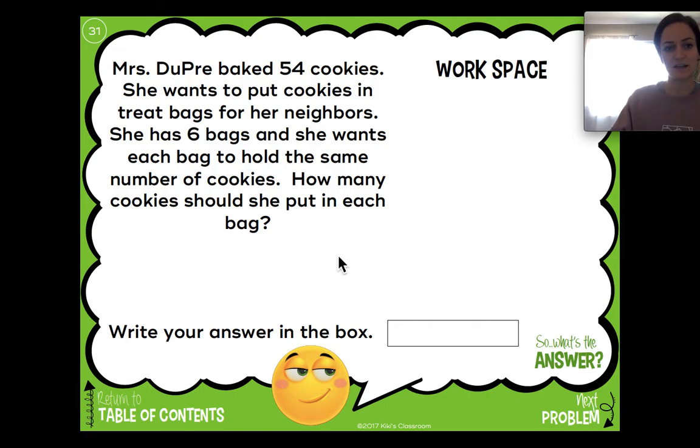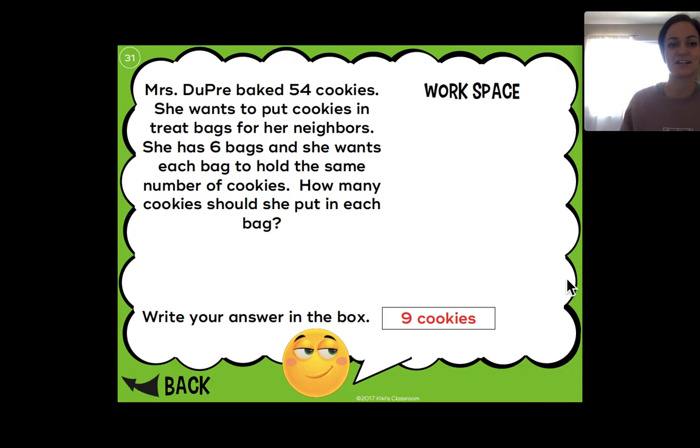All right, let's look. If you have 54 divided by 6, our answer is 9. 6 groups or 6 bags of 9 cookies would give us 54 cookies in all.